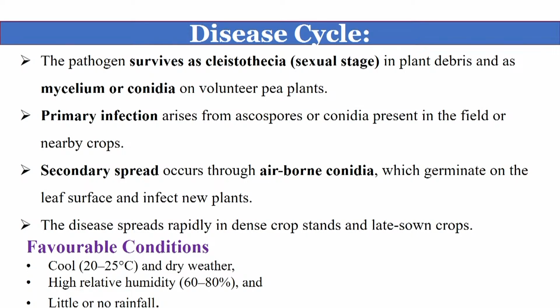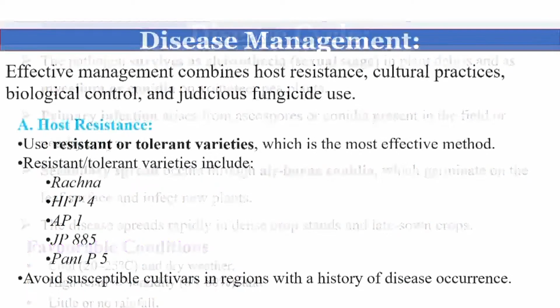Dear learners, the disease spreads rapidly in dense crop stands and late sown crops. The favorable conditions for this disease are cool weather, 20 to 25 degrees centigrade, and dry weather favors the spread of the disease, with relative humidity of 60 to 80%. If little rainfall happens, then the crop is more severely affected by the disease.